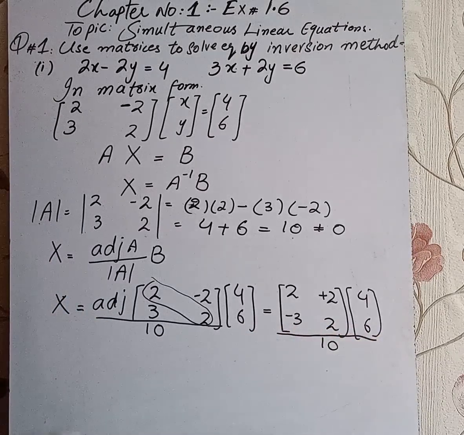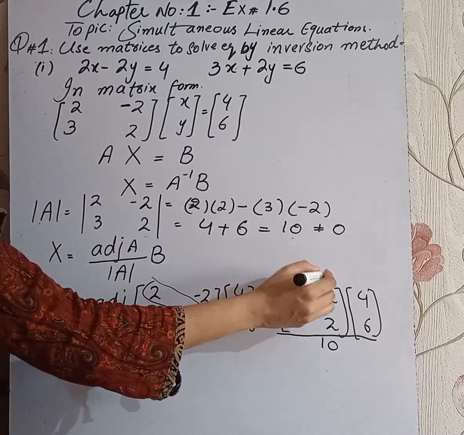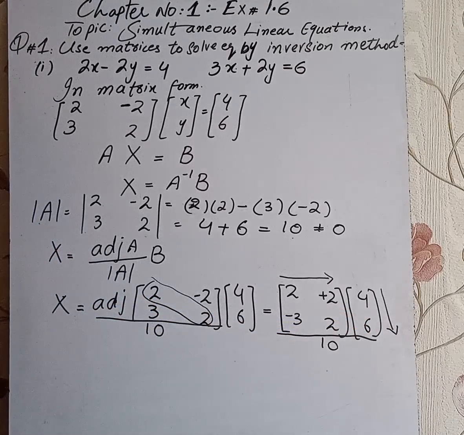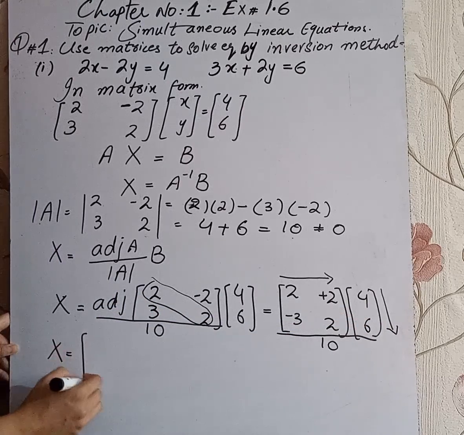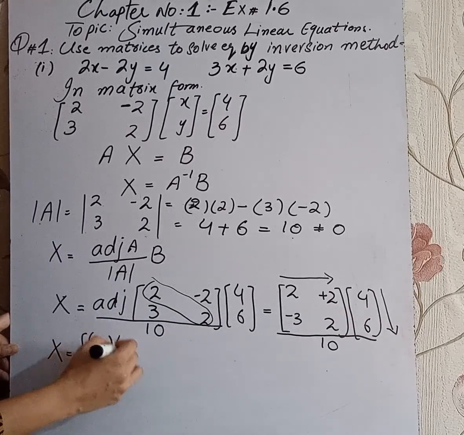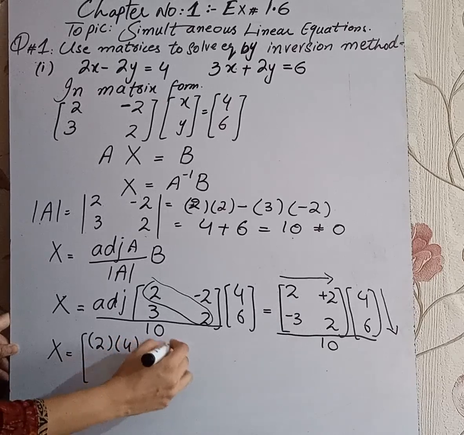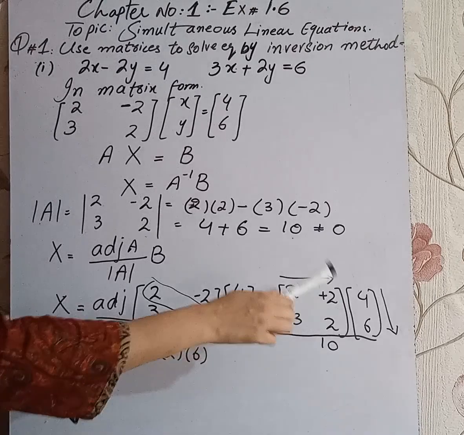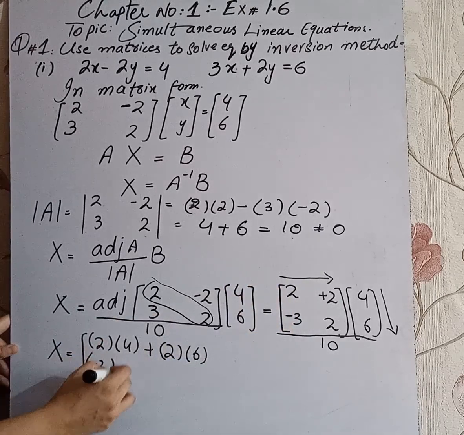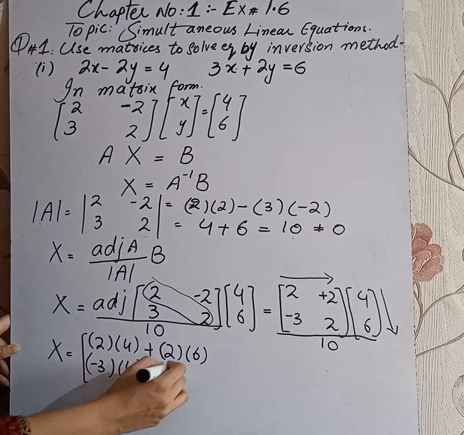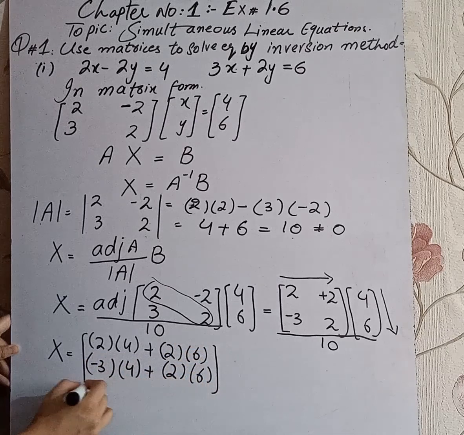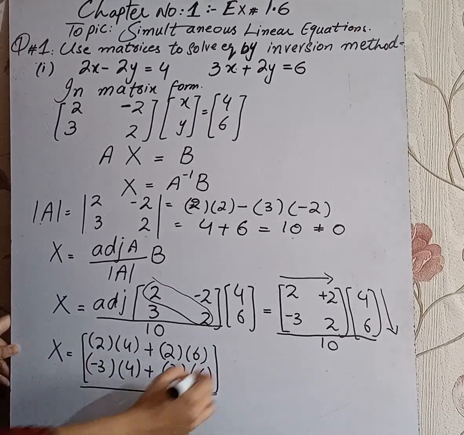Now we multiply both these matrices in the same way. Rows will be multiplied by the columns. So the first row will be multiplied by the column. 2 multiplied by 4 plus 2 multiplied by 6. Then -3 multiplied by 4 plus 2 multiplied by 6. And this is divided by 10.